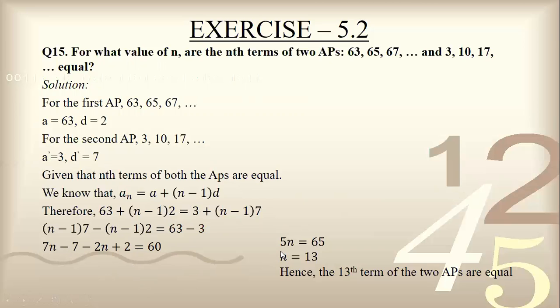When we solve this, we'll get n as 13. So the 13th term of these two APs will be equal. If we keep writing both the APs, the 13th term of both the first and the second APs will be equal.